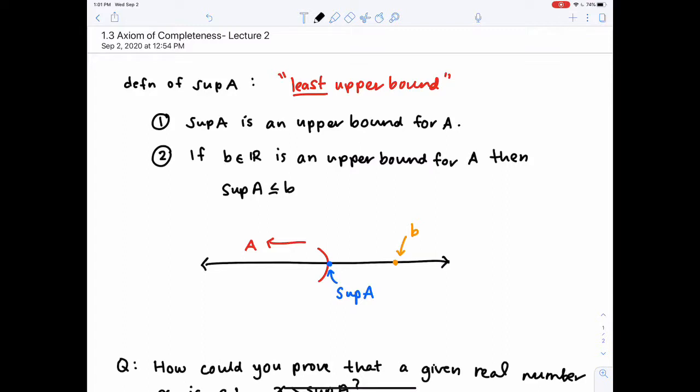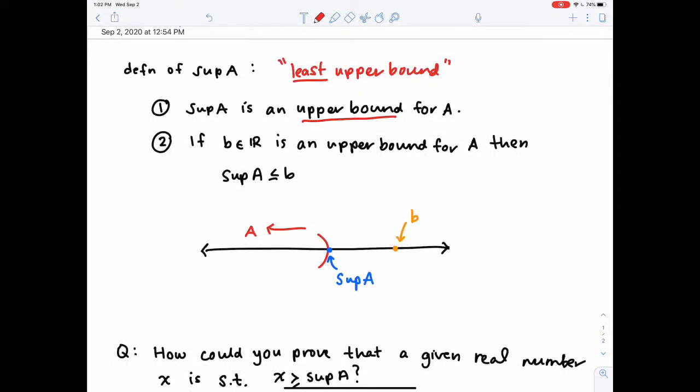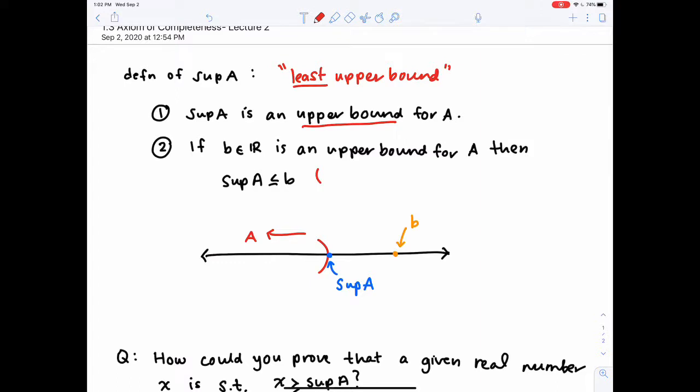So just a reminder of the definition of the supremum of A, which, remember, supremum is another word for least upper bound. The first thing is, if you're going to be the least upper bound, you better be an upper bound for A. So that means sup A is greater than or equal to all elements in the set. And then if B is an upper bound for A, it has to be greater than or equal to the sup. This is just asserting that sup A is the least upper bound.